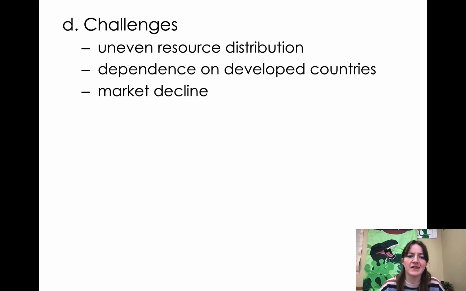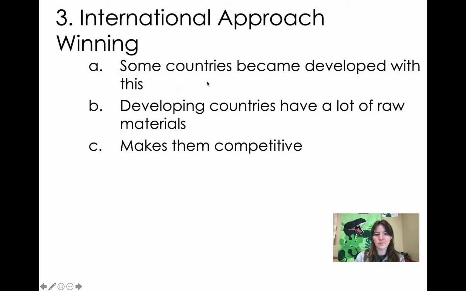And then finally, if we have a market decline, the value of our resources goes way down or potentially goes way down. And that means that, again, we're not going to be able to sell stuff because we're dependent on other places.